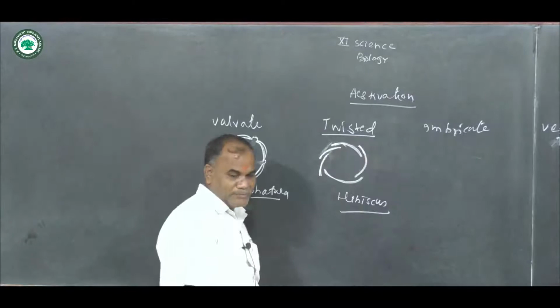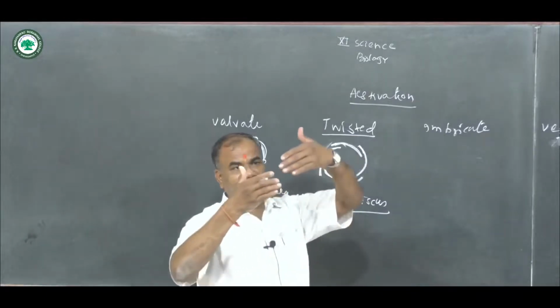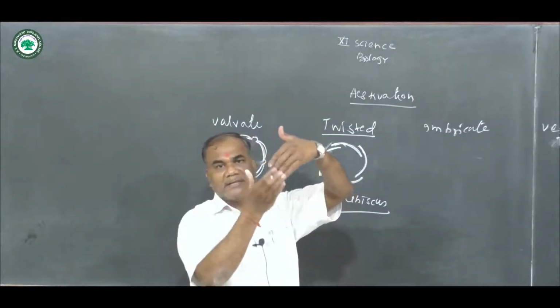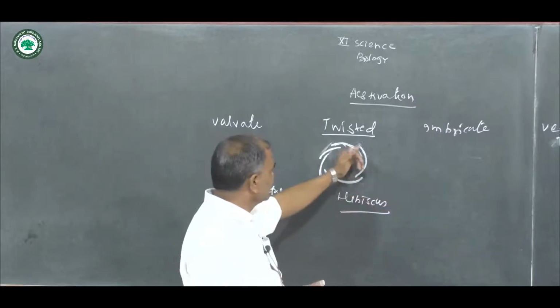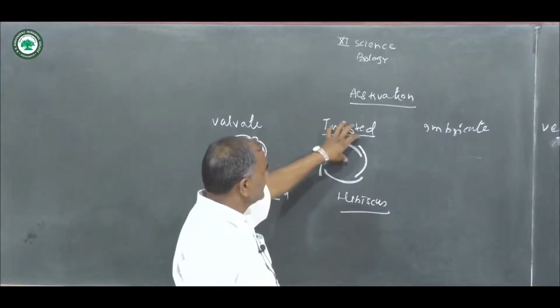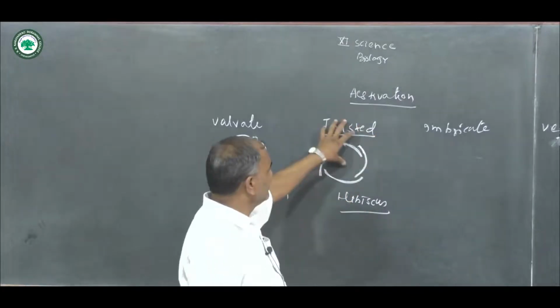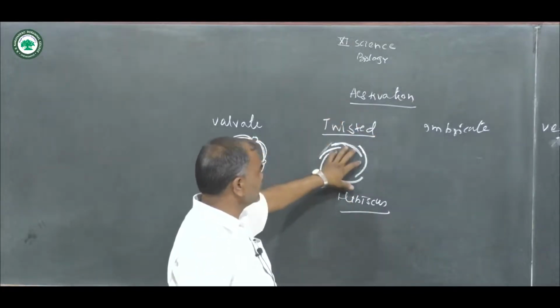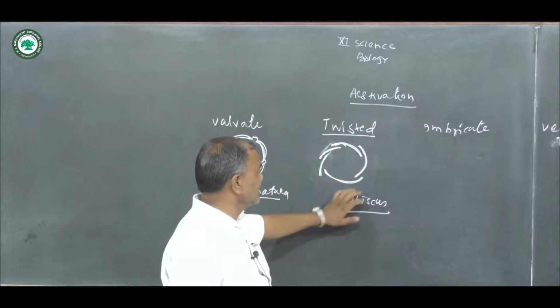So they twist continuously: one sepal as well as petal is overlapping, the other is on the inner side, one is on the outer side. These continuous overlappings can be found. Probably this type of arrangement can be seen in plants of the family Malvaceae. The best example is hibiscus.